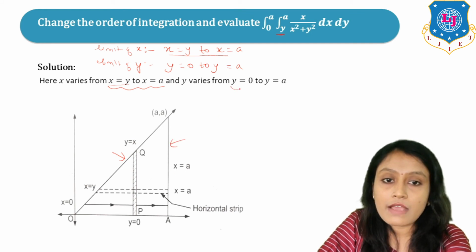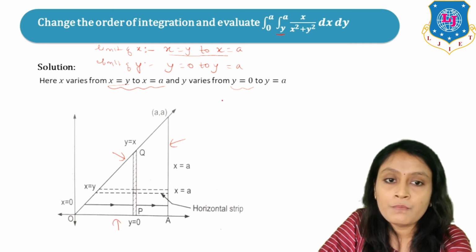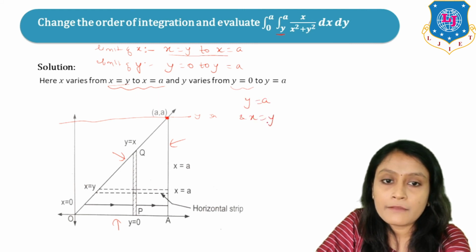Next, y is equal to 0 means this x-axis, this is y is equal to 0, and y is equal to a is the line somewhere here. This is the line y is equal to a. Now firstly we have the point of intersection at this point. This is the intersection point of y is equal to a and x is equal to y. So in place of y, if you substitute a, you will get the answer of x as a.